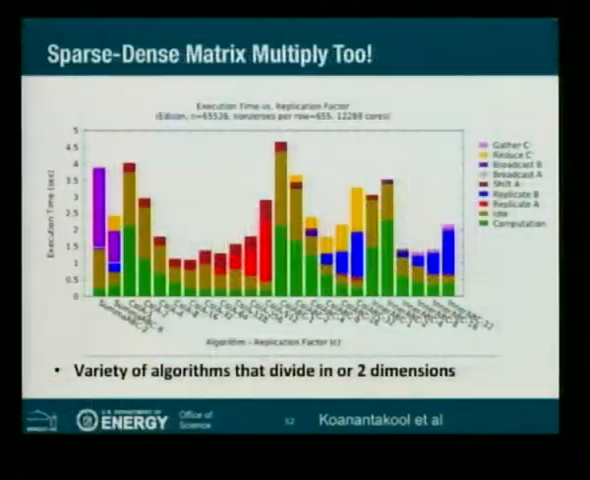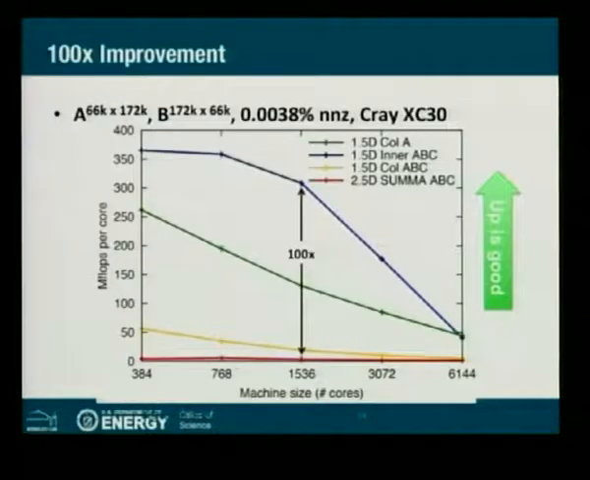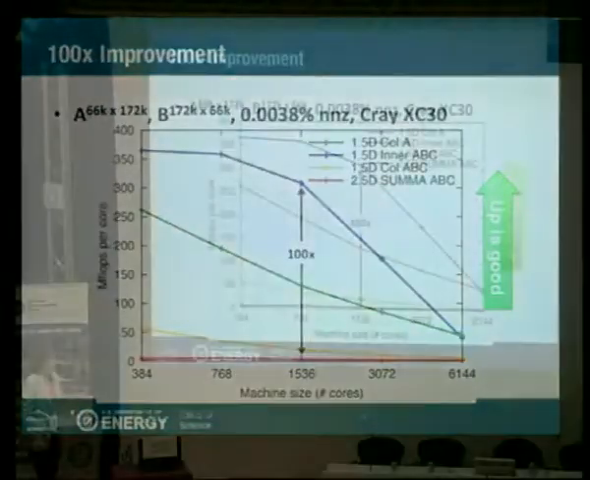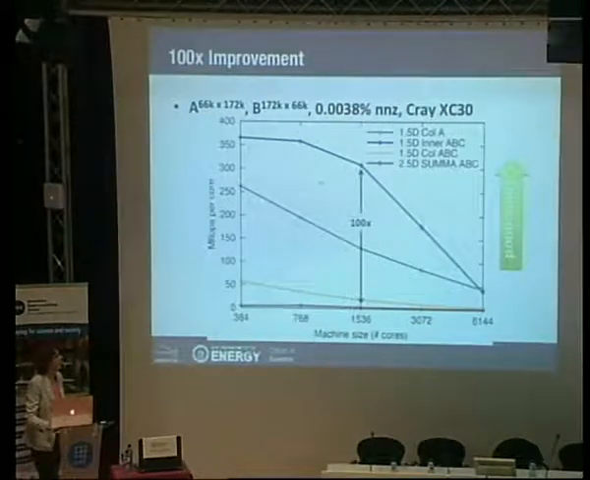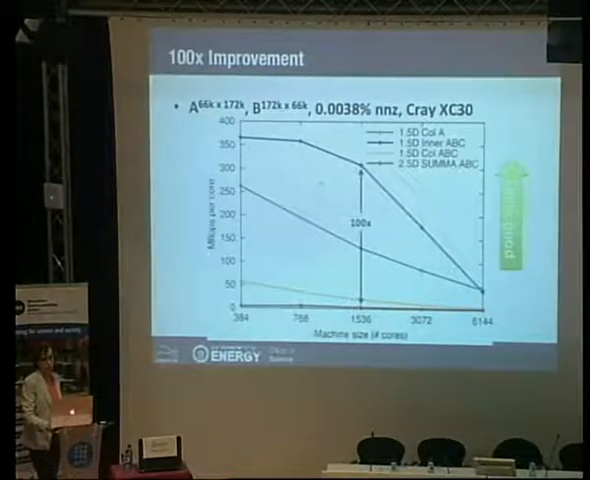And exactly which one you want to use does depend on the sparsity of the sparse matrix, what the pattern looks like, and how large the dense and sparse matrices are relative to one another. So overall, she got about 100x improvement, at least at this particular point, by running on 1,500 cores.